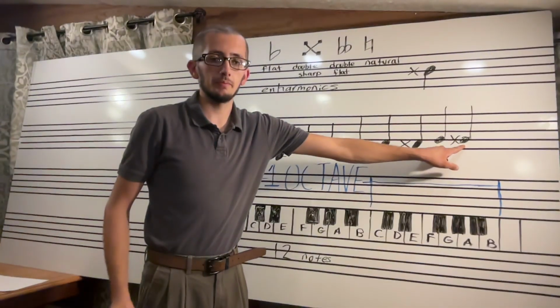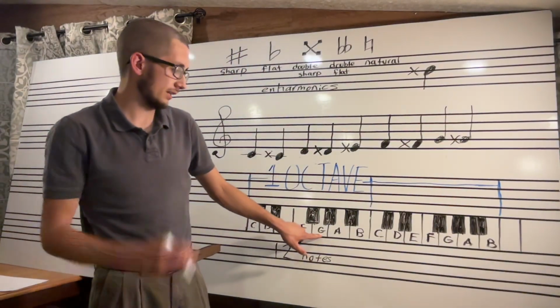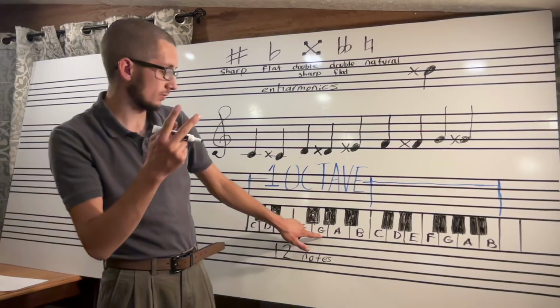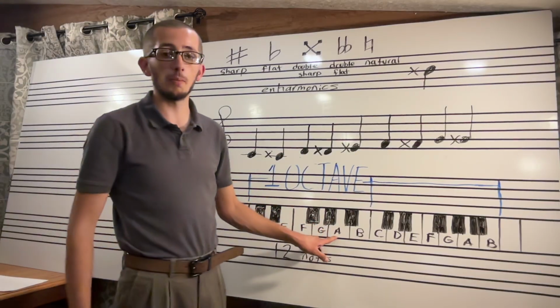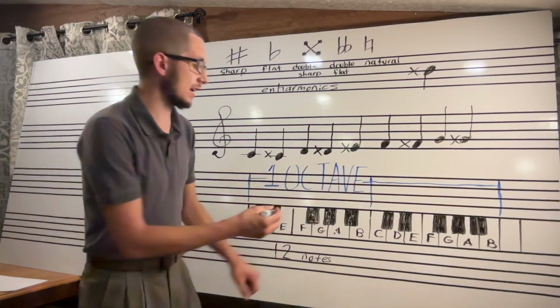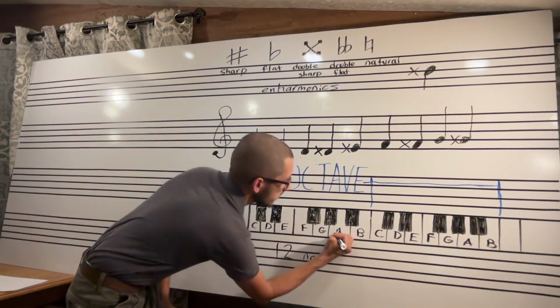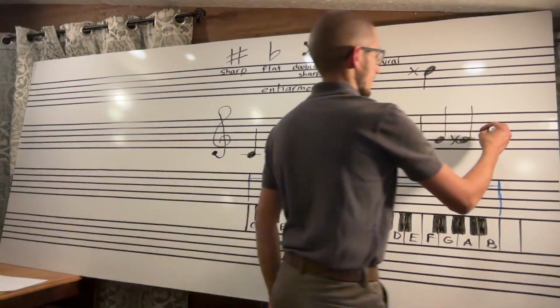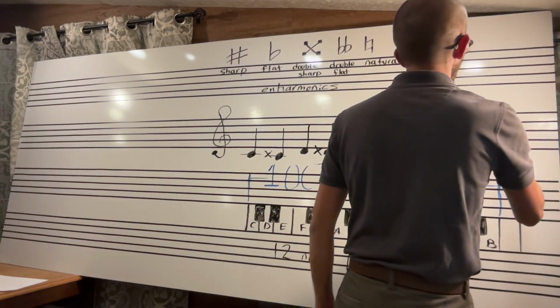G double sharp. Add 2 half steps to G. It's an enharmonic equivalent to A. So G double sharp and A are enharmonic equivalents. All right, let's draw an A right here.